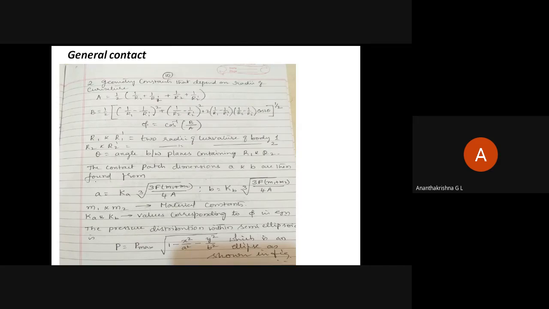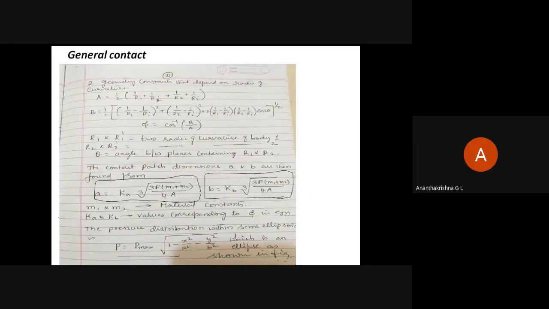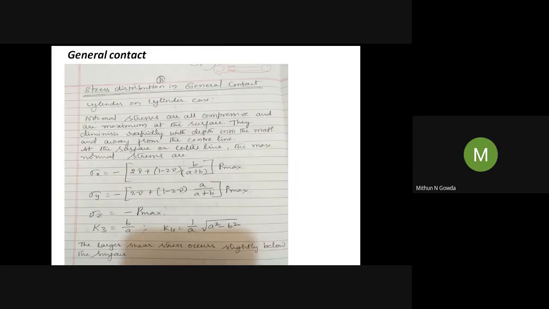Just note down the equations of A and B, and the pressure distribution P value. M1 and M2 are material constants, Ka and Kb are values corresponding to phi. Is it over? Yes, sir.